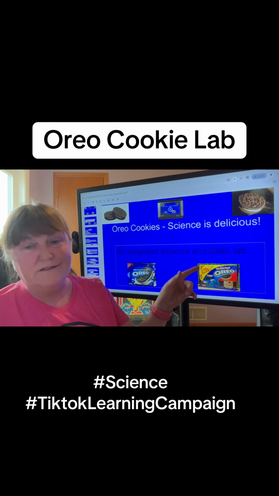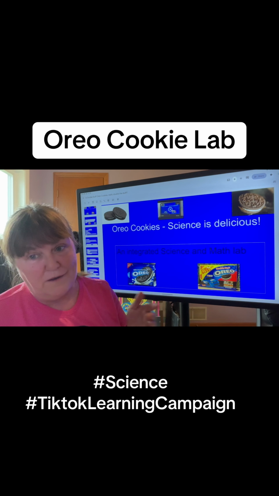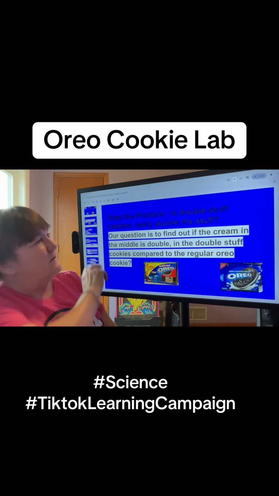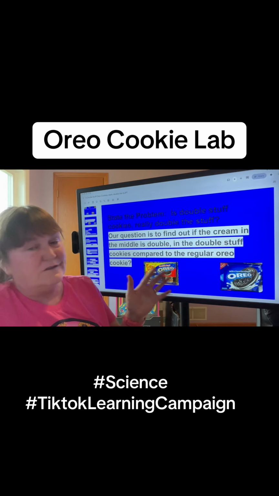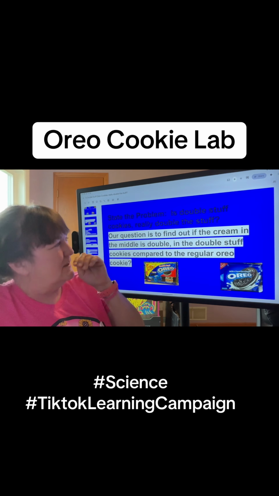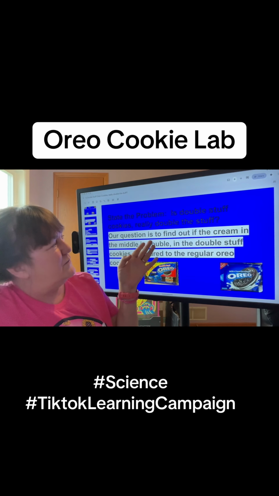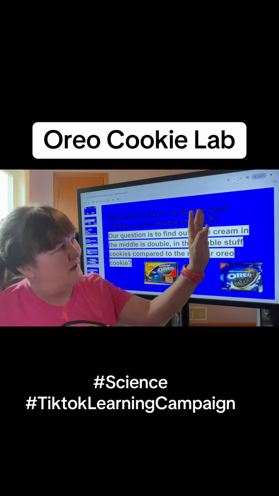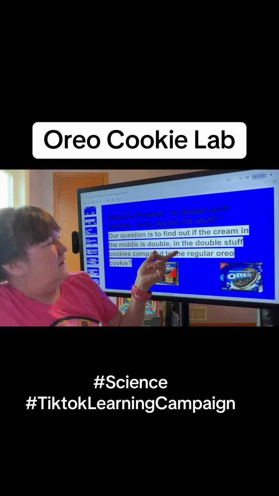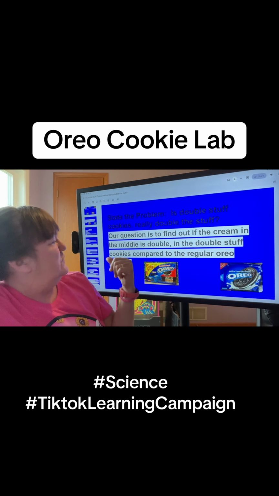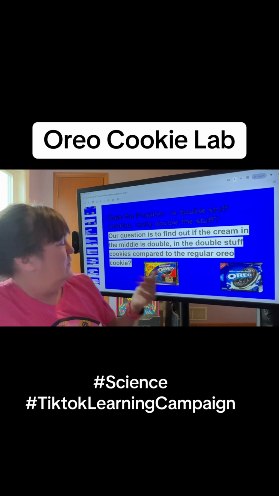An integrated science and math lab. So when they tell you, you should teach some math in your science class, here's one. All right, state the problem. Is double stuffed cookies really double the stuff? So if it's mega, change it to mega. Our question is to find out if the cream in the middle is double in the double stuffed cookies compared to the regular Oreo cookies.